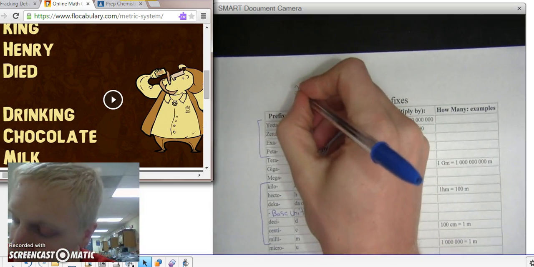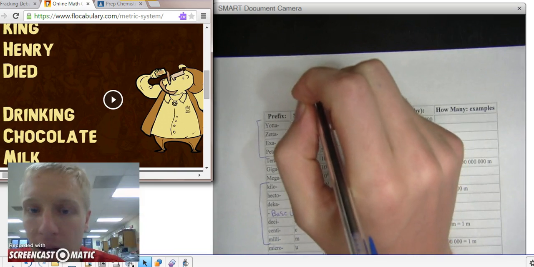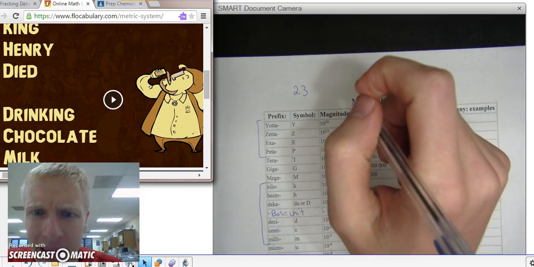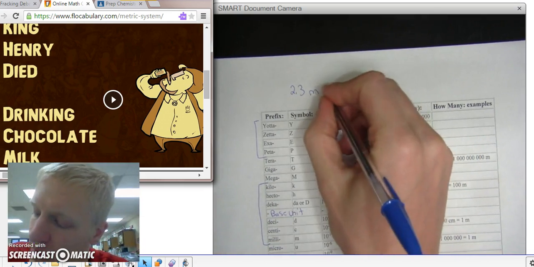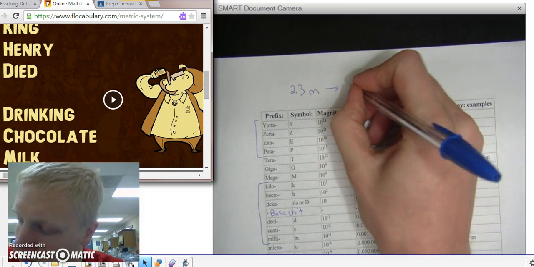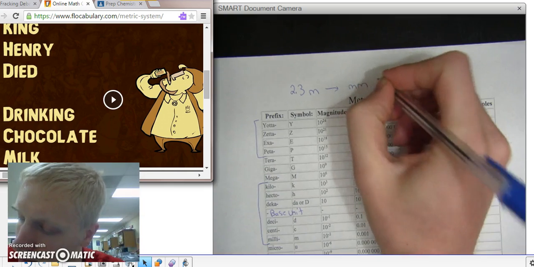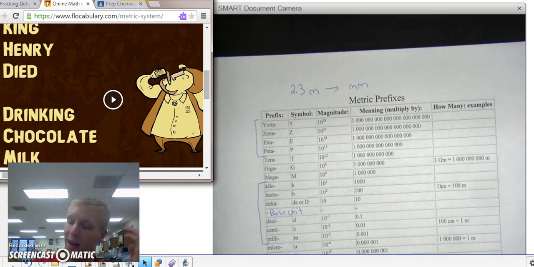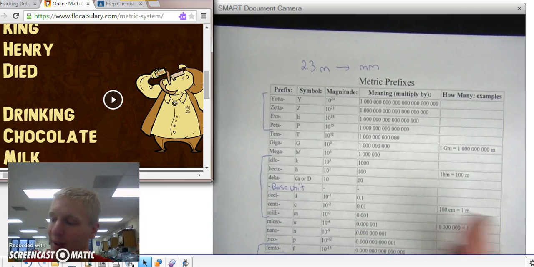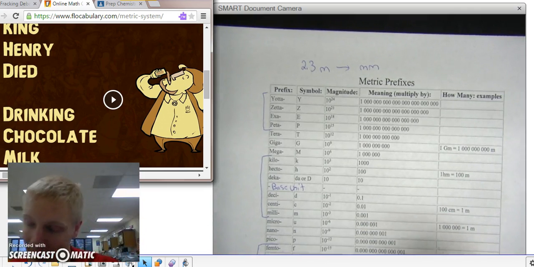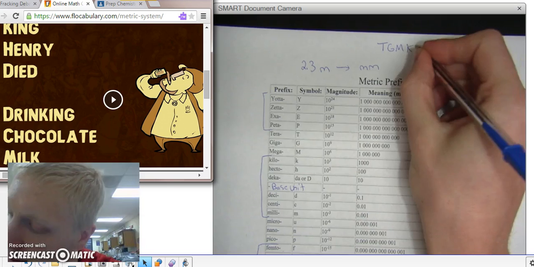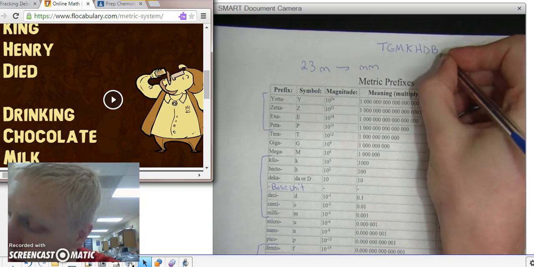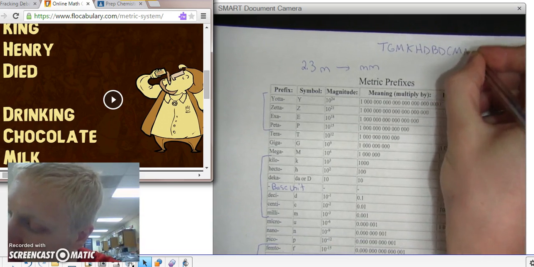Let's say we've got 2.3. I guess just stick with meters, keep it simple. 2.3 meters, and we want to convert this to millimeters. Alright, how do we do that when we don't have that acronym in front of us? Well, we memorize it. So that acronym is the Great Mighty King Henry died by drinking chocolate milk making Nancy pout. Just wrote it out there.